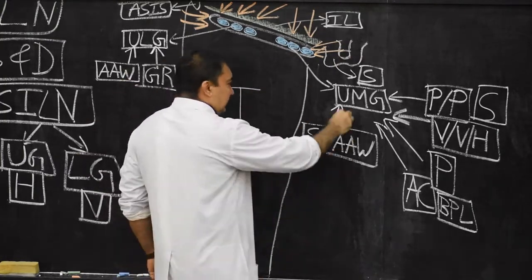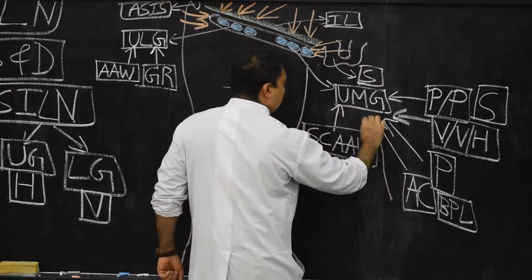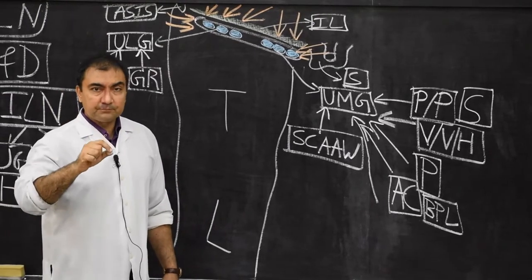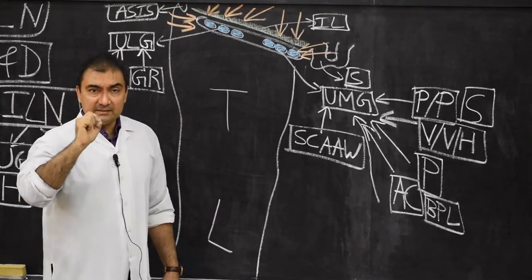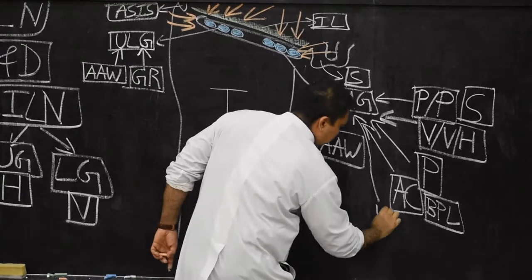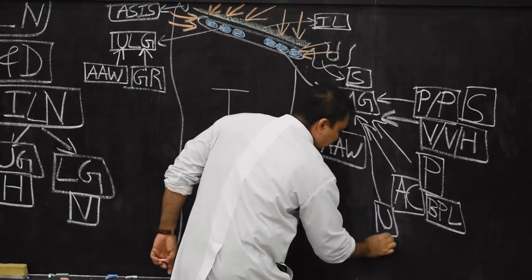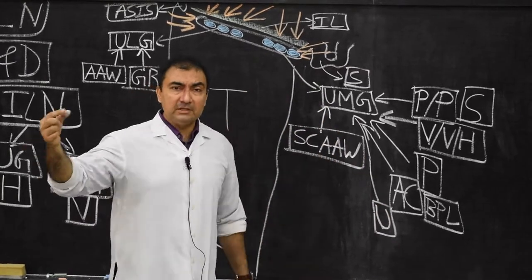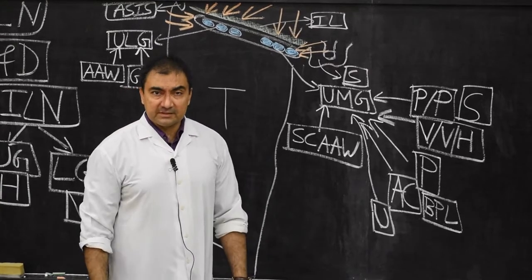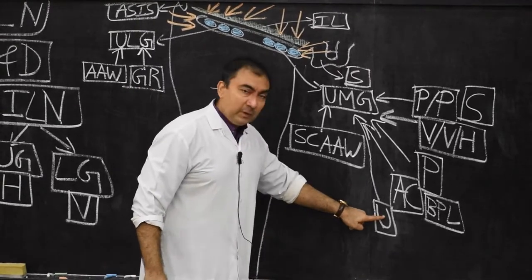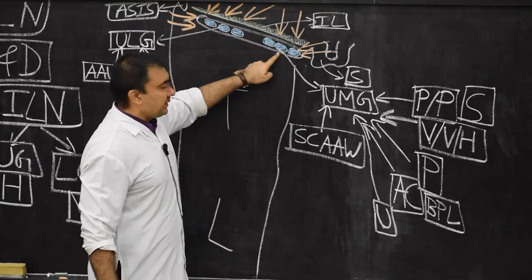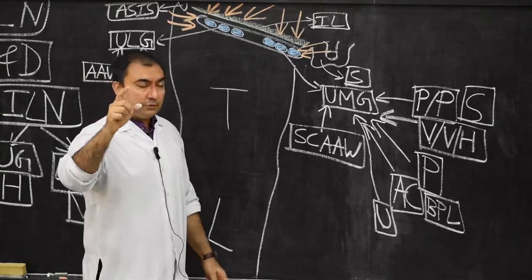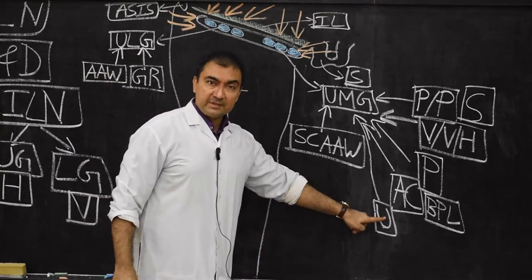And lastly, this upper medial group will receive its lymphatic drainage from the uterine vessels, from the uterine region, from the uterus. Rather, you should always mention it as uterus. But which portion of uterus? The portion of uterus around the round ligament of the uterus. So the uterine lymphatics will drain into upper medial group of superficial inguinal lymph nodes around the round ligament of uterus only.